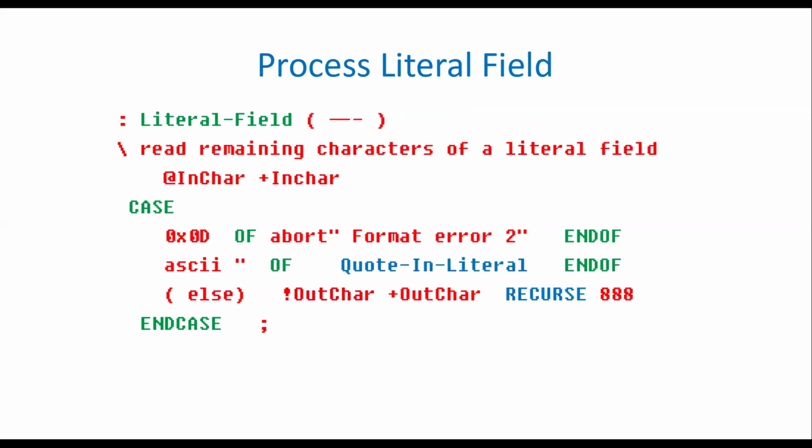Things are handled a bit differently in a literal field. In this case, we're looking for the closing quote. So here, we fetch the input character, pass it by the case statement to a 0D. Now at this point, if a return is found, it's a format error. So the program aborts, giving format error 2. If the ASCII quote is found, now we have a double quote. So remember, we got into this with a quote. We now encounter a double quote. So then we execute the node that's quote in literal. So this is taking the double quote and converting it to a single quote. And again, if none of those apply, then the character is simply put into the output, and we recurse. Call this again. And again, the dummy 888 at the end satisfies the syntax for end case.